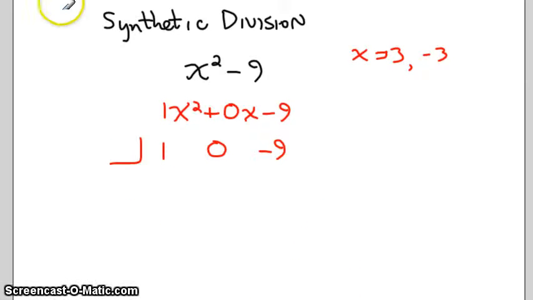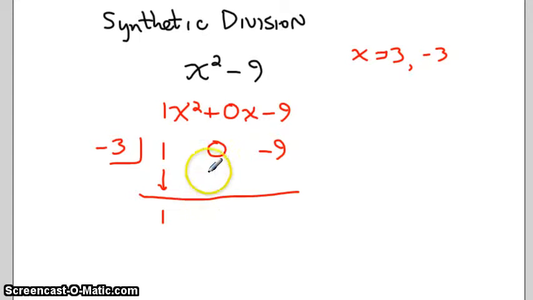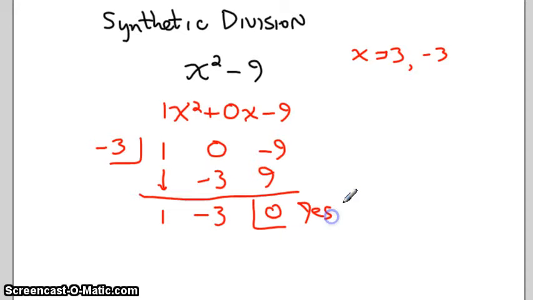And just for fun, we'll go ahead and try negative 3. So we'll put negative 3 over here. Draw the line. Negative 3 times 1 is negative 3. 0 plus negative 3 is negative 3. Negative 3 times negative 3 is 9. And again, we get 0. And so again, we have proven that both 3 and negative 3 are zeros of this polynomial.